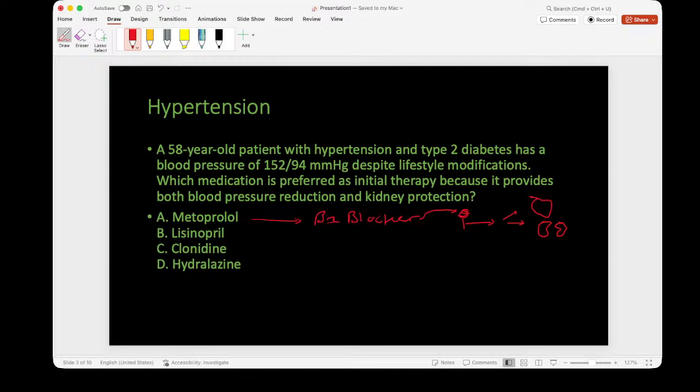The next one here is clonidine. Clonidine is just a straight alpha 2 agonist that binds in the brainstem and causes an overall reduction of sympathetic outflow, which will decrease the blood pressure overall. The last one here is hydralazine, which is typically used for relaxation of the smooth muscle in the vascular system.